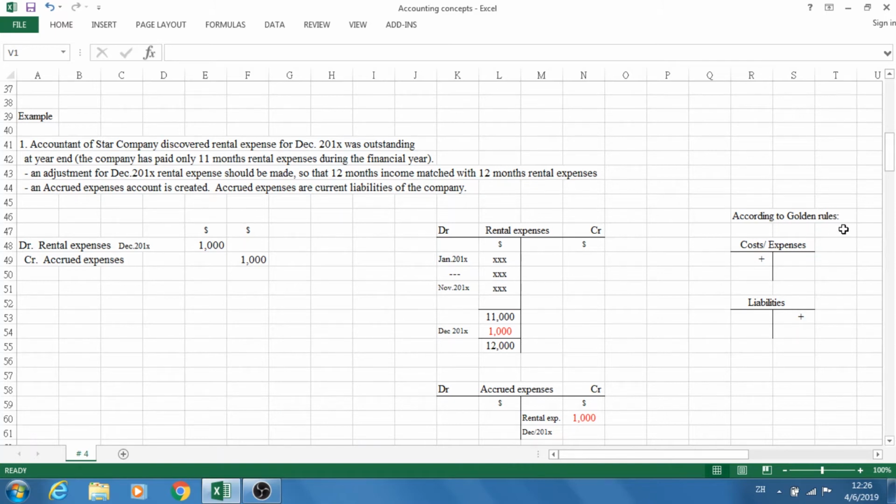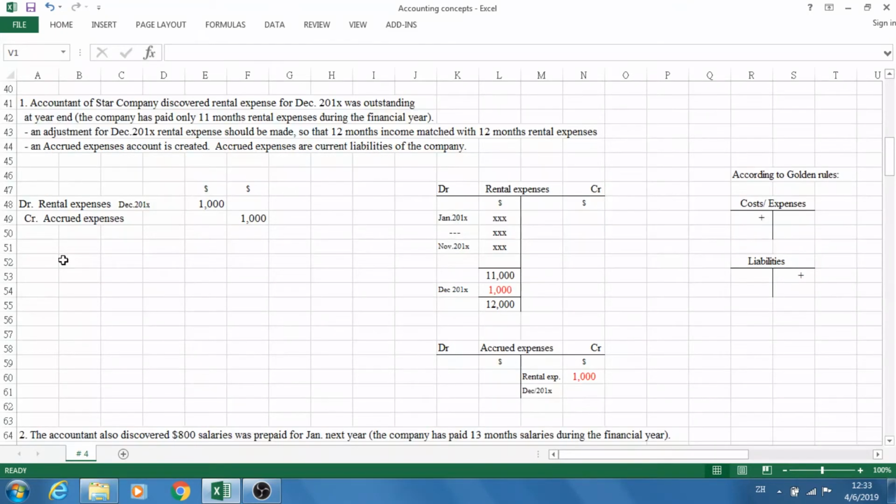According to golden rules, addition of expenses, that is the rental expenses, should be on the debit side. Addition of liability should be on the credit side. The journal entry is debit rental expenses 1,000, credit accrual expenses 1,000. Then follow this journal entry to post to the ledger accounts.